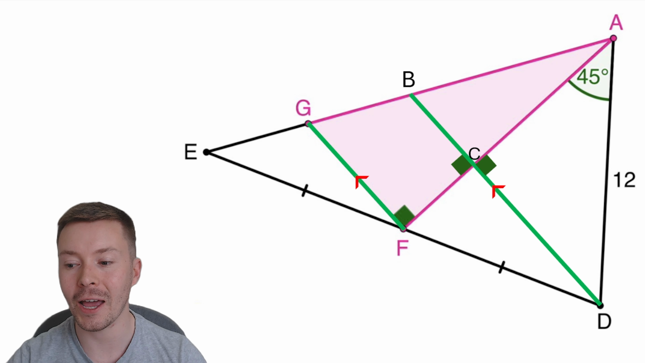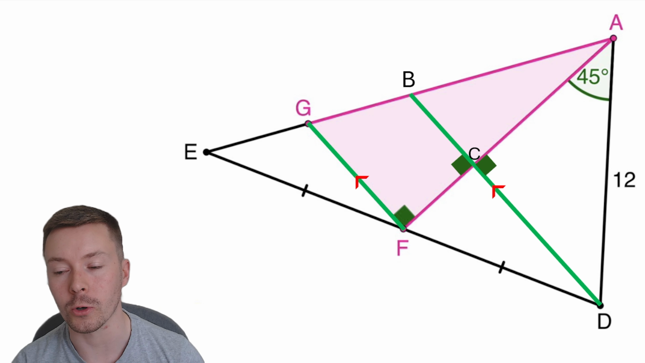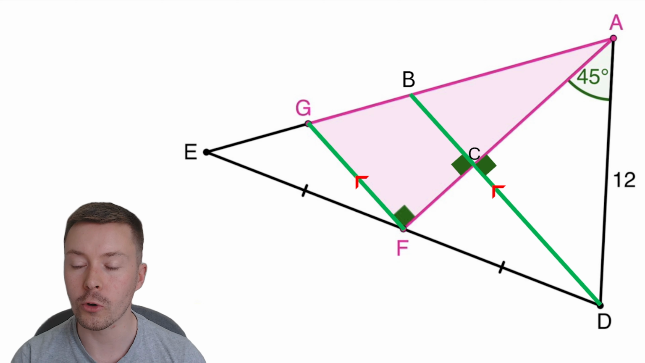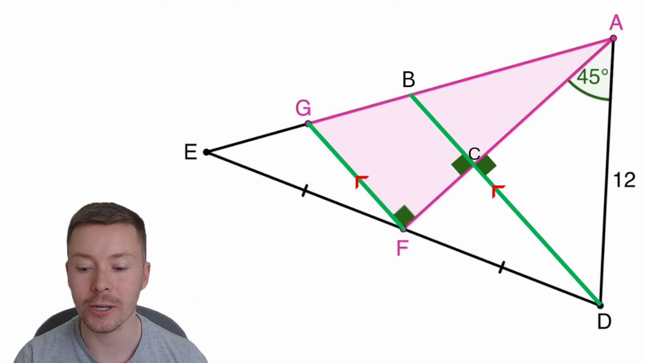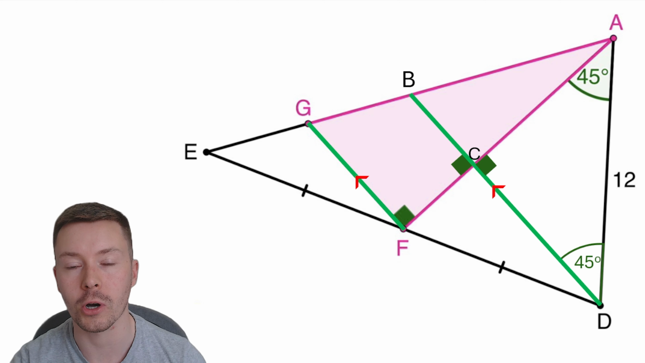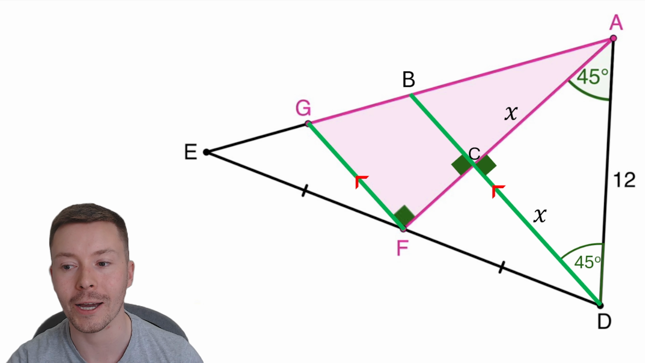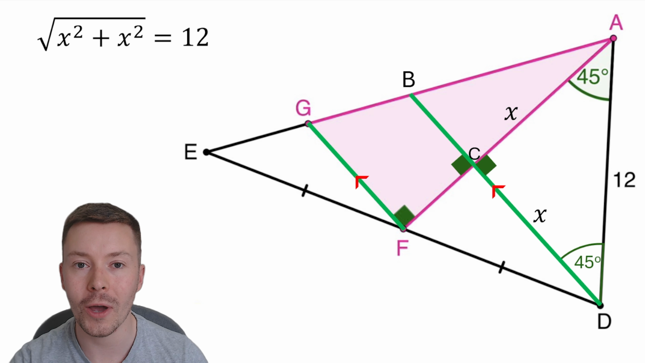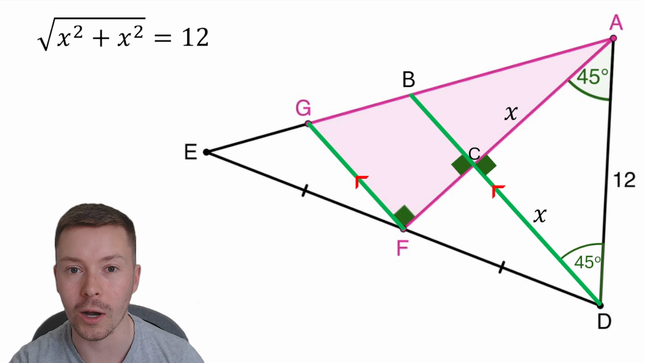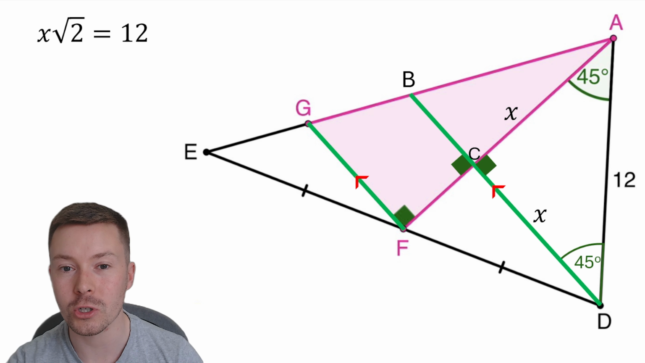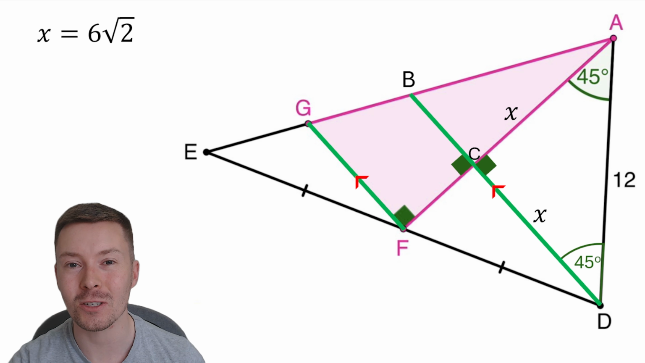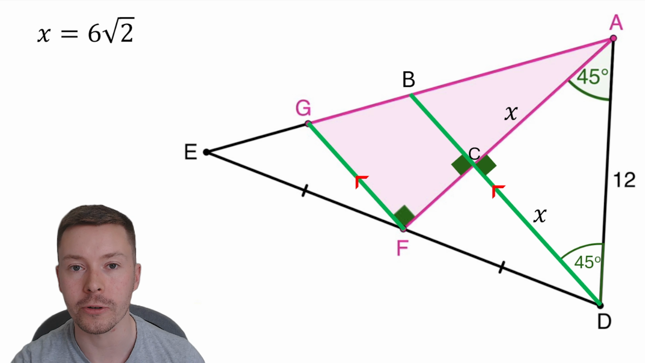If we then consider ACD, that triangle, well, we've got a 45-degree angle, we've got a 90-degree angle, so the other angle must be 45 degrees, and we therefore have an isosceles triangle, so we could call those side lengths x, and we could then use Pythagoras to work out what that would be, because we know the hypotenuse is 12. So we know x squared add x squared and square root is 12. So we get x root 2 is 12. So x is 6 root 2. Let's put that on the diagram.